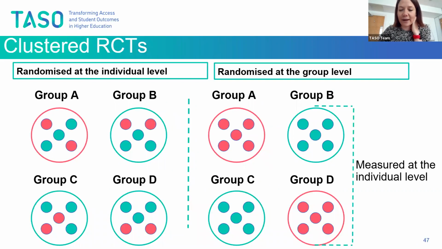To sum up, in cluster RCTs we randomize at the group level, the unit level, the school, the family, etc., rather than at the individual level. We still measure at the individual level, so we're still looking at the increase in attainment or confidence or sense of belonging per pupil rather than at the school level.